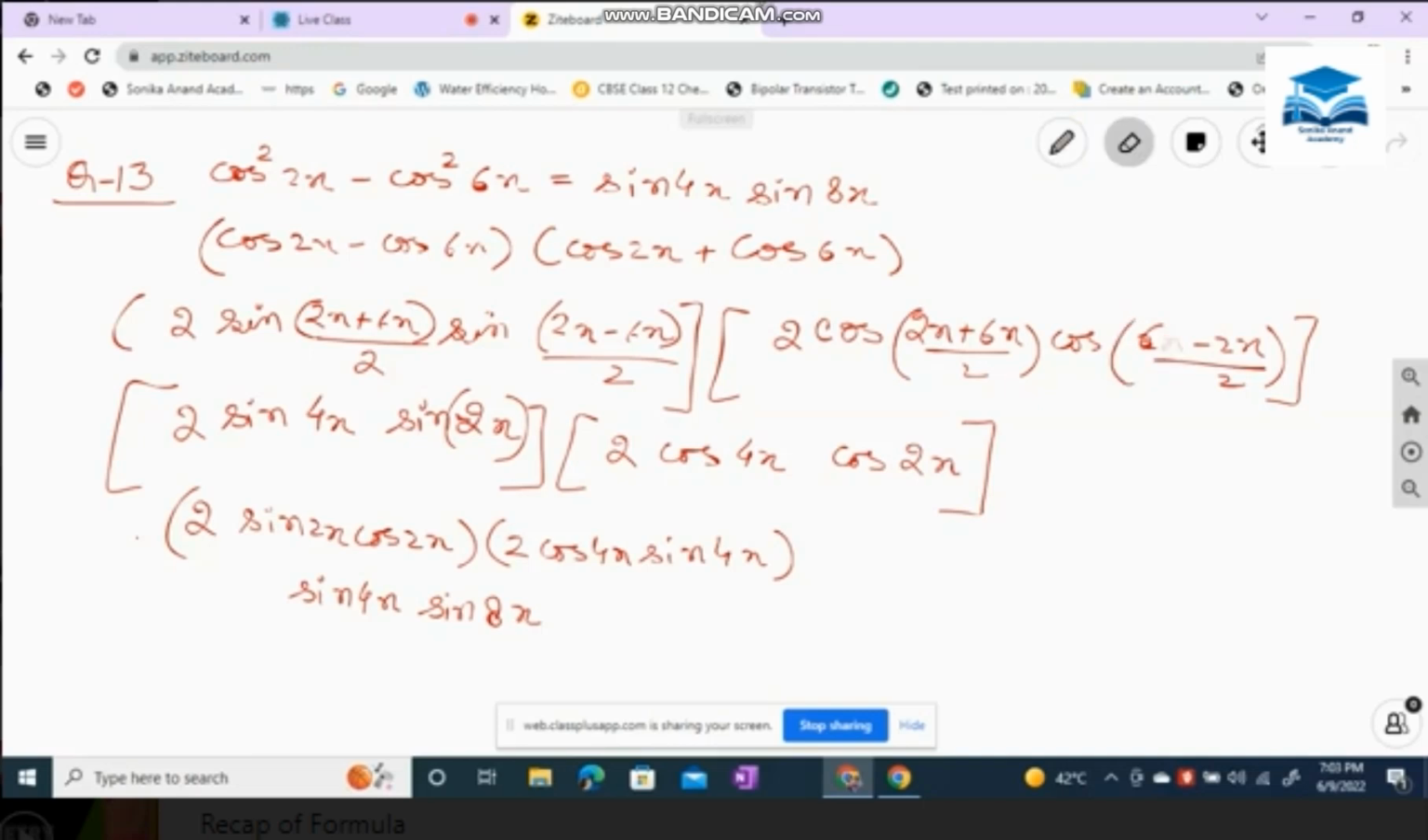Similarly, here we can write 2x minus 6x. Here we get minus 4x. And here we get a sign of minus. So this is minus, and when we solve this, minus minus plus. So it becomes plus.